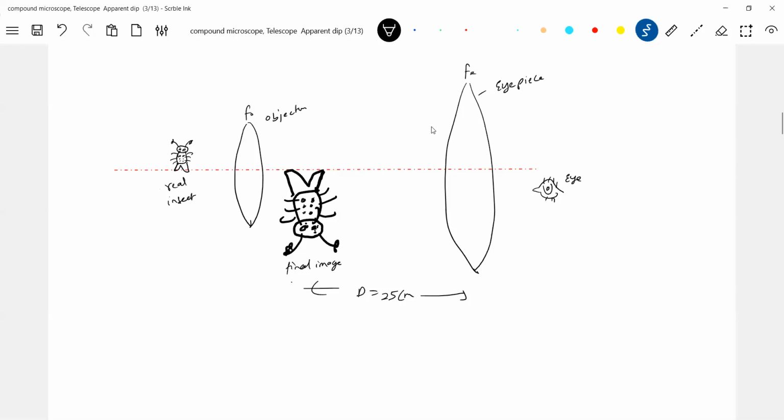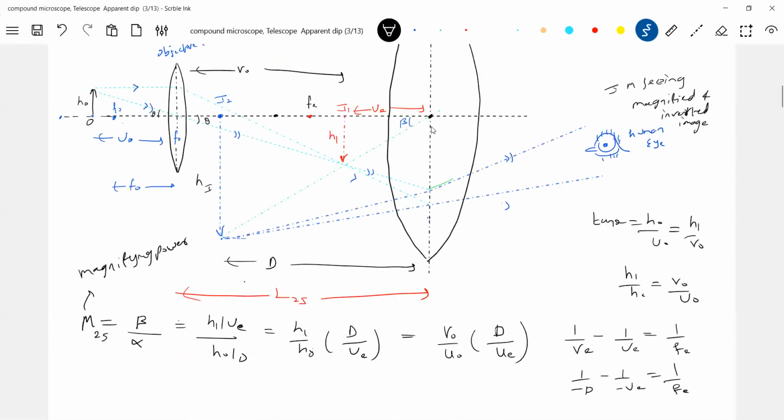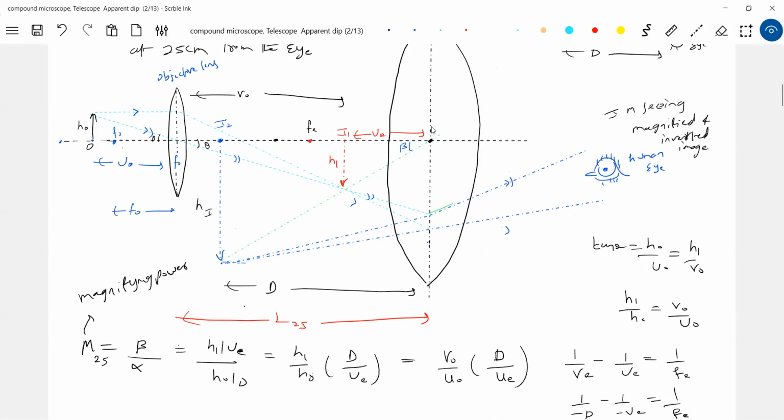So I'll do an adjustment. I'll adjust the U naught and the distance between the lenses in such a way that the rays, after refraction here, become parallel. Then where will the image come? The image will be at infinity. Image at infinity doesn't mean that I cannot see. You look at a far away object.